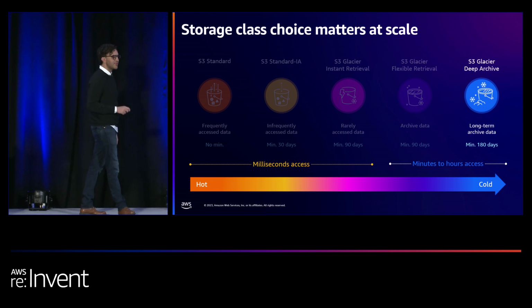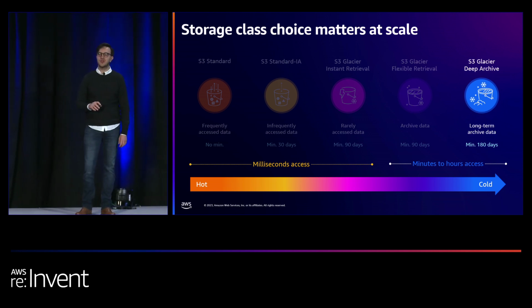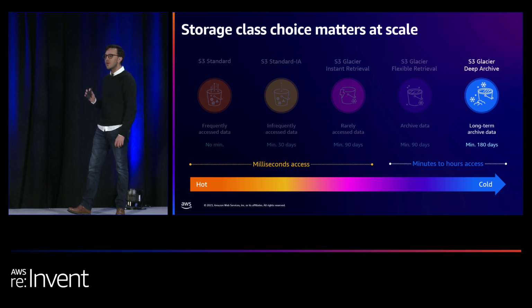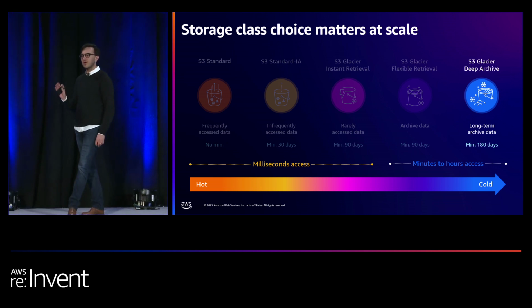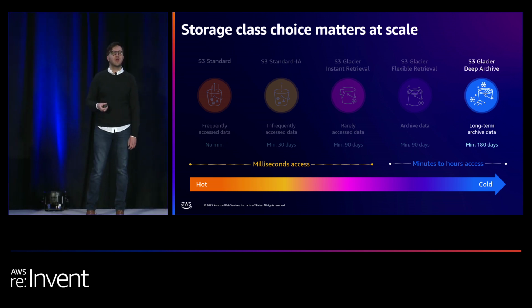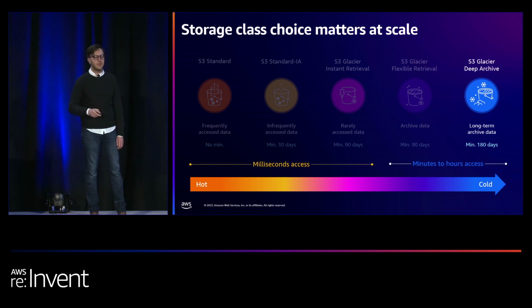Lastly, for long-term archives, you can use S3 Glacier Deep Archive, which has the lowest cost storage in the cloud at roughly $1 per terabyte and retrieval times of 12 to 48 hours.